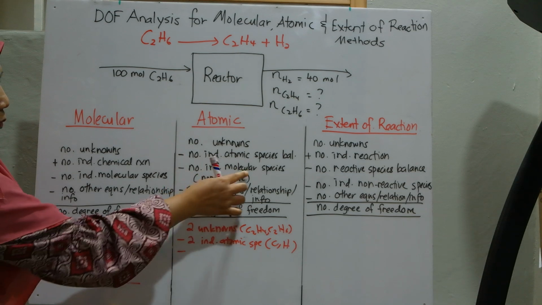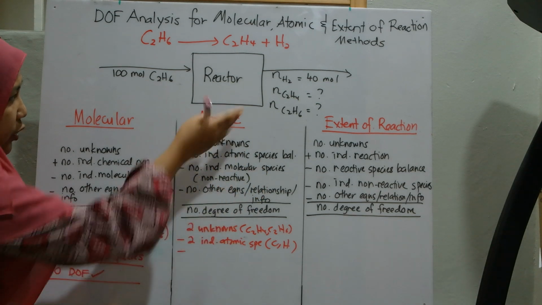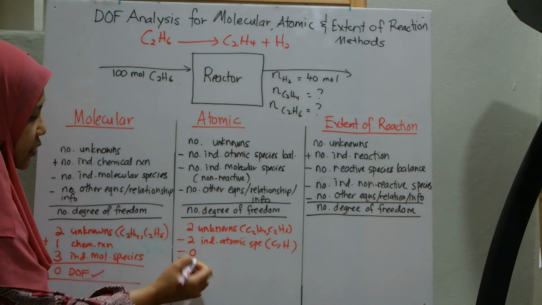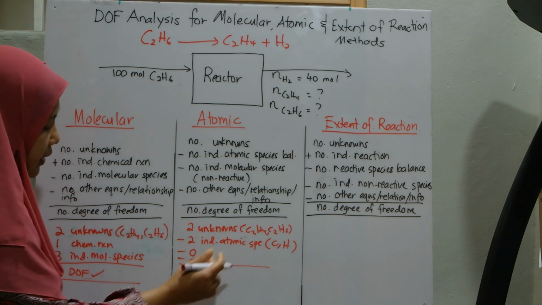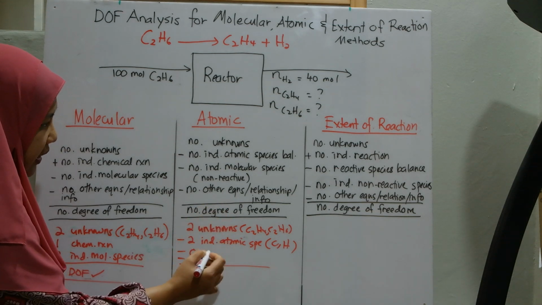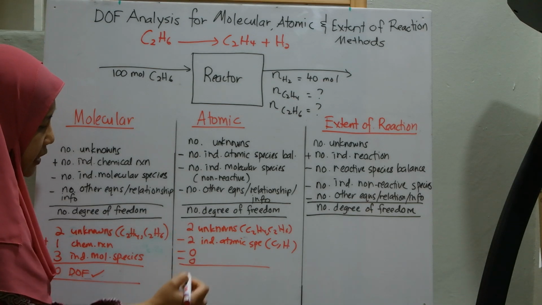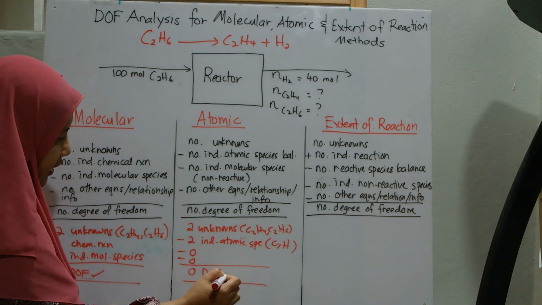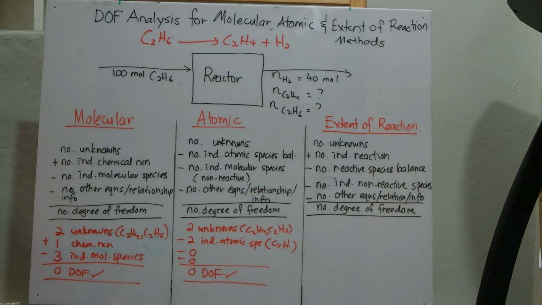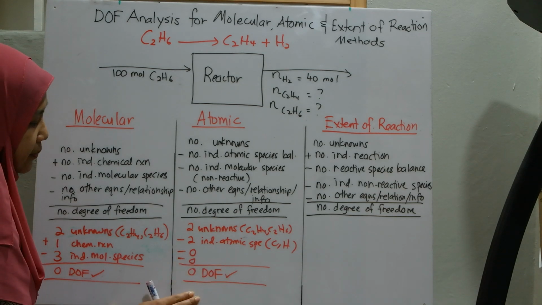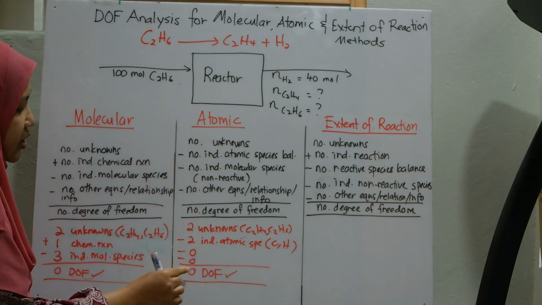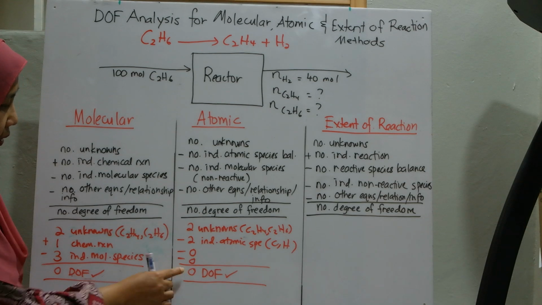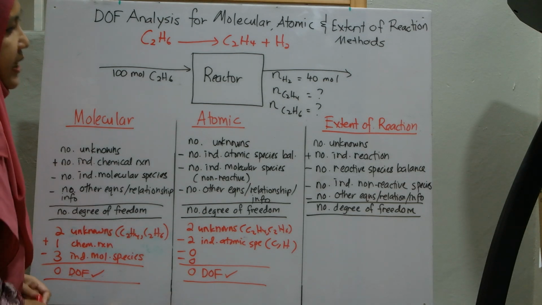Minus number of independent molecular species which is not reactive. We do not have it in this question, so it becomes 0. Minus other equations, it becomes 0 as well because we do not have it. So it becomes 2 minus 2 equals 0 DOF. In part 8, we do not use it, but if you try to solve this using atomic, it is possible because it indicates 0 degrees of freedom. Right? So now let's go to extent of reaction.